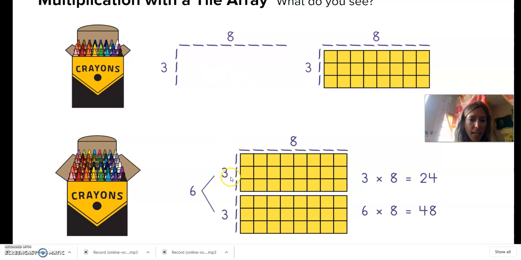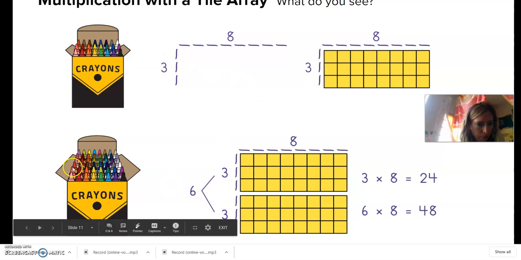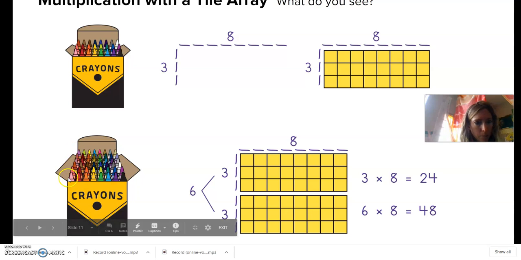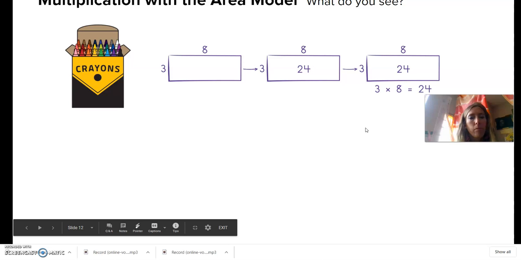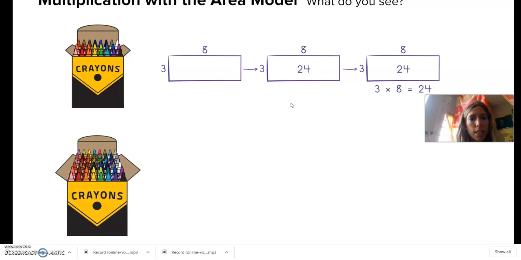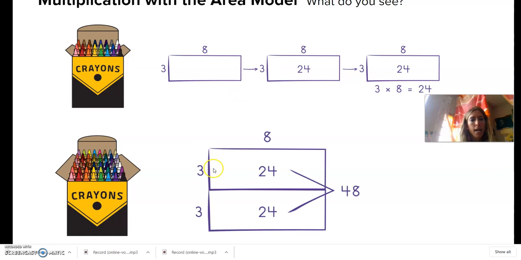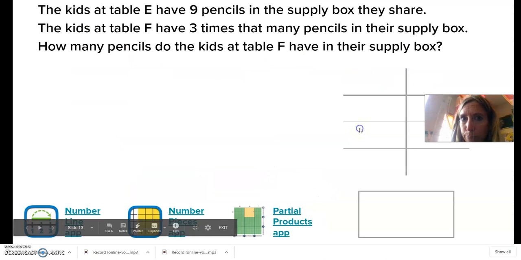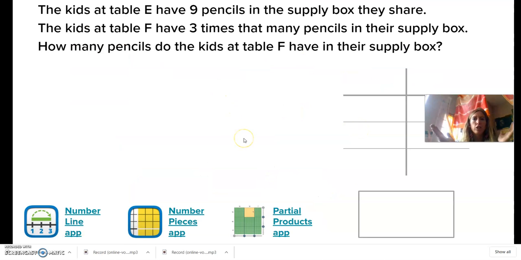Oh, the 3 got doubled because the number 3 here, the rows, got doubled to 6. So we have our 24 and another 24 tiled array. And now our open area model, it's going to look very similar to the tiled array. It's again doubled to give us our 48. We just don't have to draw in all those squares. Okay? All right, let's actually try one out.